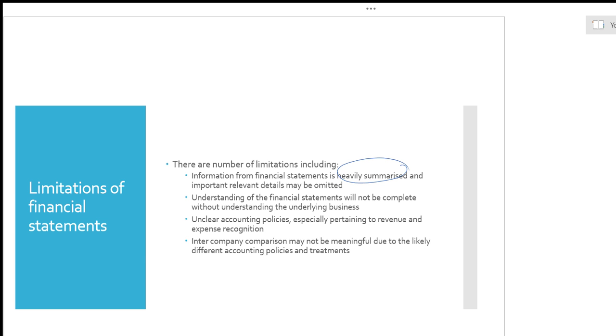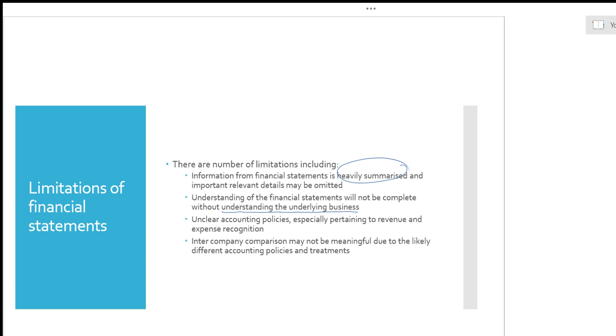Now, the next thing is that looking at financial statements isn't going to give you a complete picture of what the business is about, or how the business has been doing. You will need to actually have a good understanding of the underlying business in order to understand why the financial statements show whatever it is showing, right?